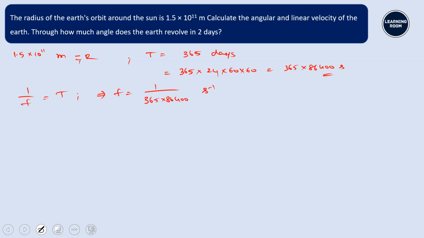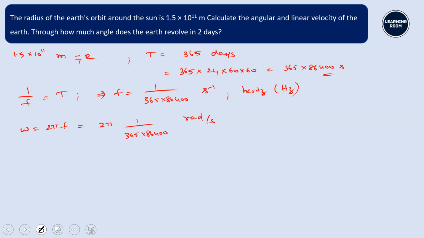Generally, the unit of frequency is second inverse, or it is also called hertz, which is written as capital HZ. Okay. So once you know the frequency, you can calculate the angular velocity. Angular velocity is equal to 2 pi into f. That is going to be 2 pi into 1 divided by 365 into 86,400. So these many radians per second will be the required answer for angular velocity.